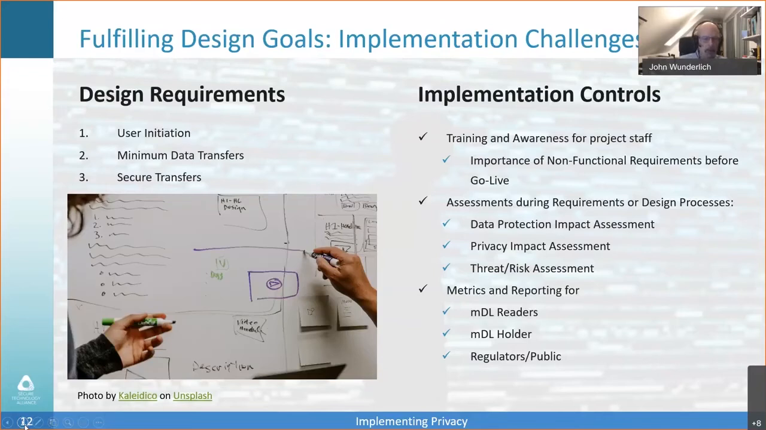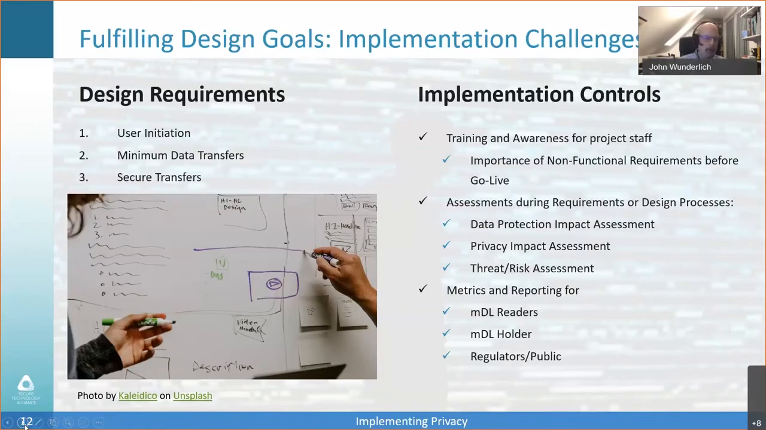So we talked about user initiation, minimum data transfers and secure transfers. What are the kinds of implementation controls that you can use to make sure that you deliver on those design implementations? One, making sure that your project staff understand the importance of non-functional requirements before go live.